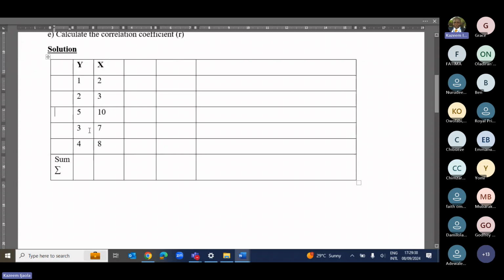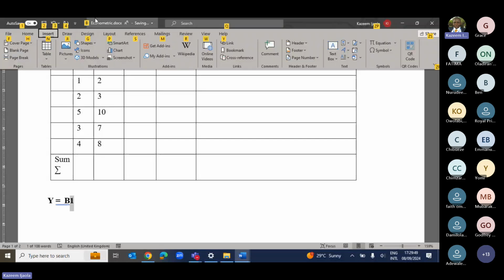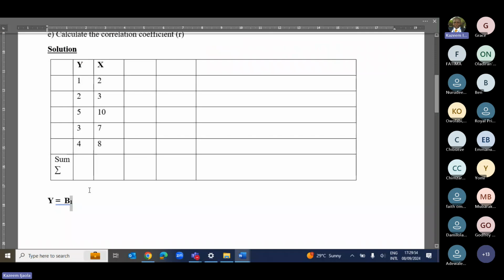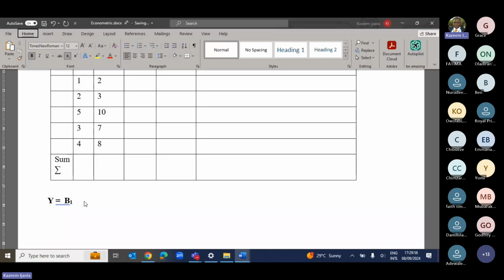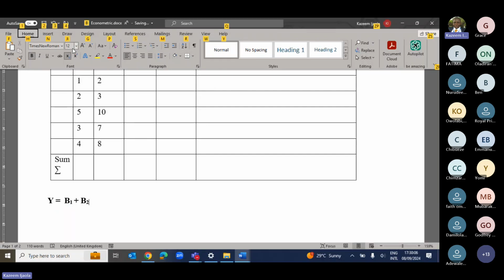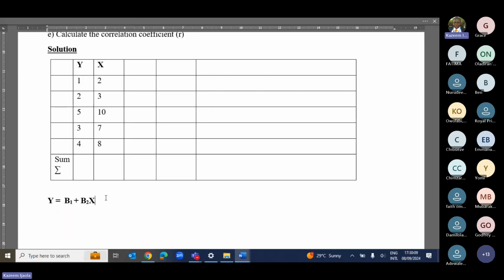So now, if you want to calculate this, your regression equation is y equal to what? Your beta subscript 1, plus what? Plus beta subscript 2, then you have your x1.